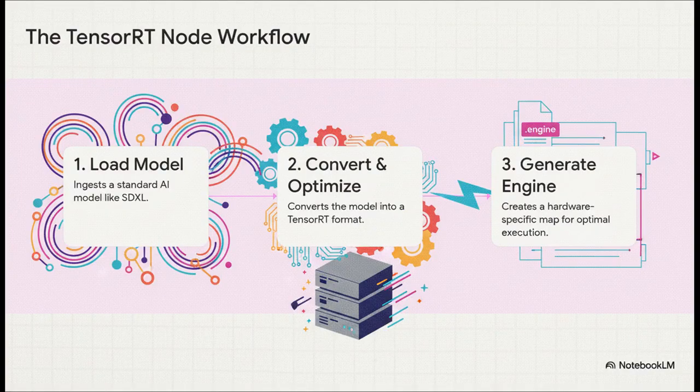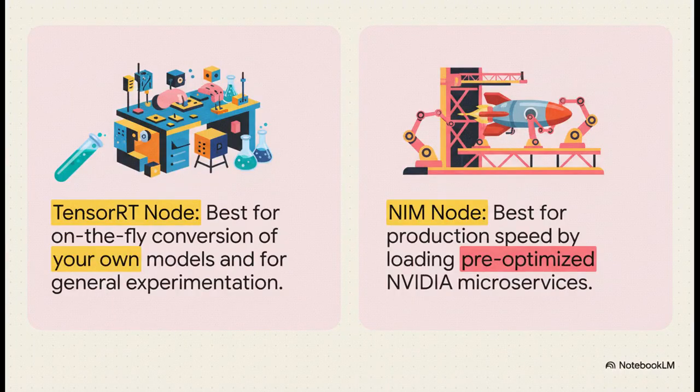And here's what that looks like inside your ComfyUI graph. You just feed a standard model into the TensorRT node. It does a one-time compilation, which can take a minute, and then it spits out a special .engine file. Now think of this file like a custom-built race car engine, perfectly, exquisitely tuned for the exact hardware sitting inside your DGX Spark. So then the question is, which node should you use? It's actually really simple. Use the TensorRT node when you're working with your own models, your custom fine-tunes, your experimental stuff. Use the NIM node when you need production-level speed with officially supported models like Flux 1.